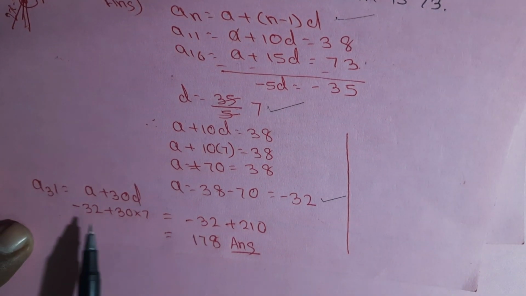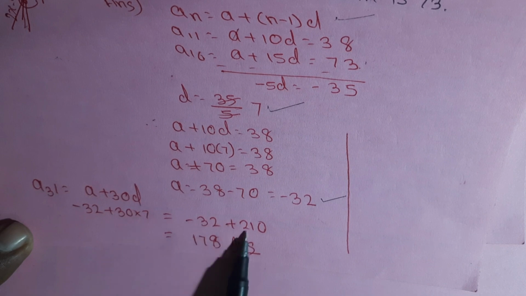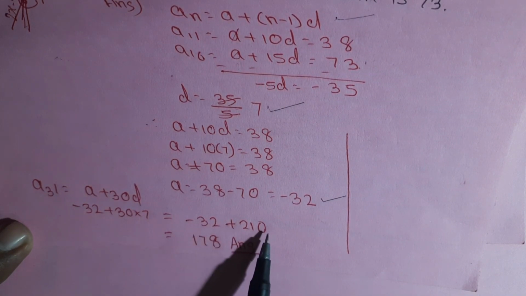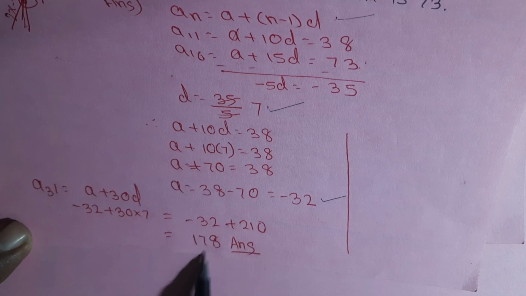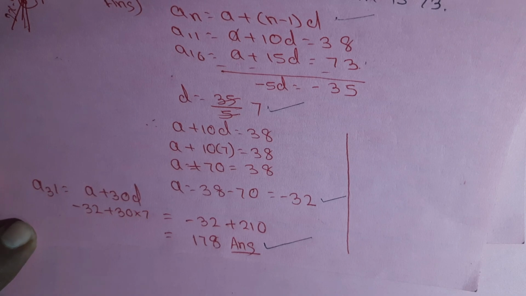So after that you will get a is minus 32, d is 7, 30 into 7 is 210, this minus 32 will remain there, so 210 minus 32 will be 178. So 178 is the 31st term of the given AP.